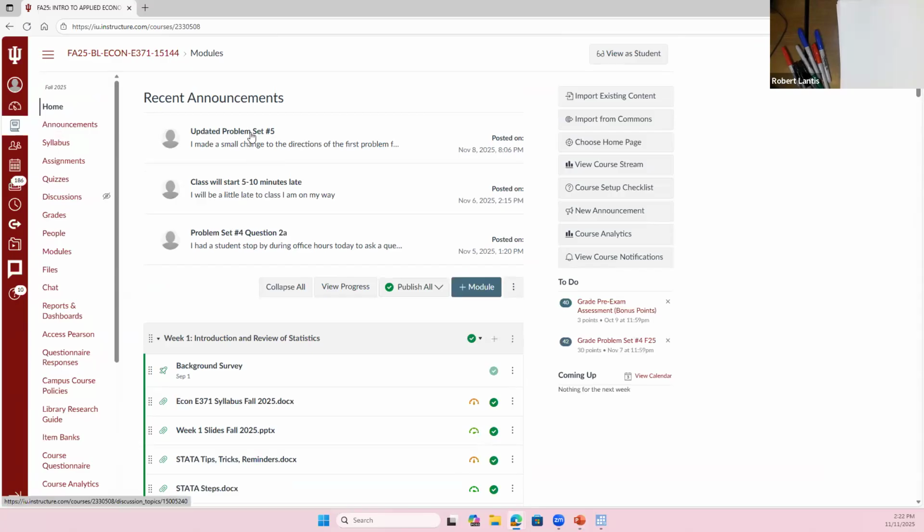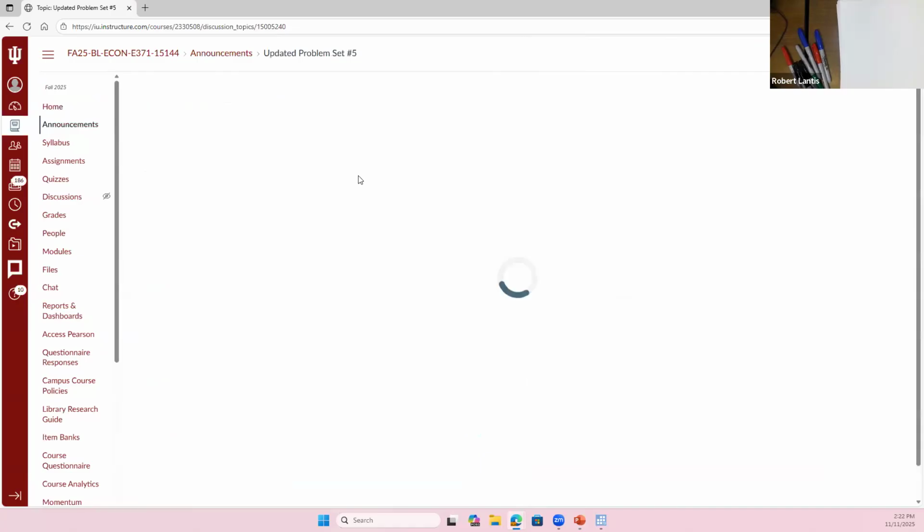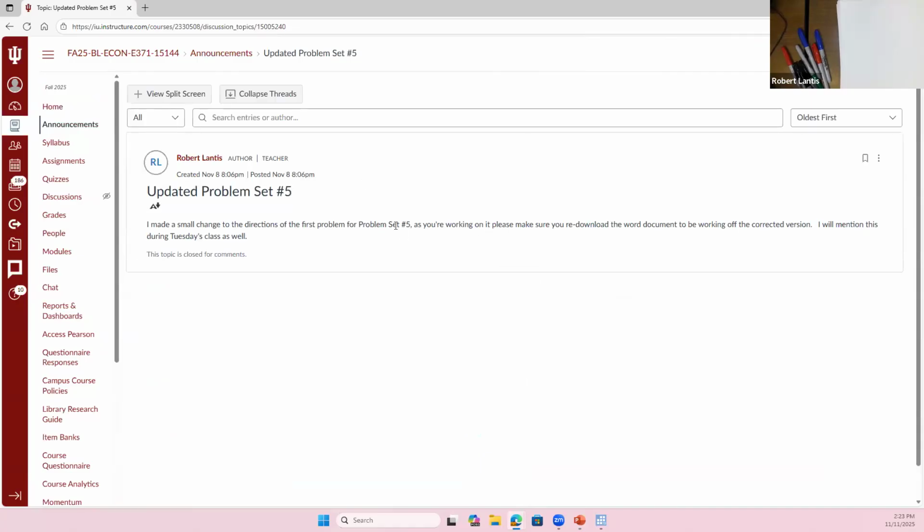So I think I mentioned this after last class: I updated problem set 5. There was a small typo on one of the problems, and I changed it to be a little more clear. So if you're working off an old Word document, make sure you're looking at the new Word document. All the data is fine. It's just that on one question I altered the language.